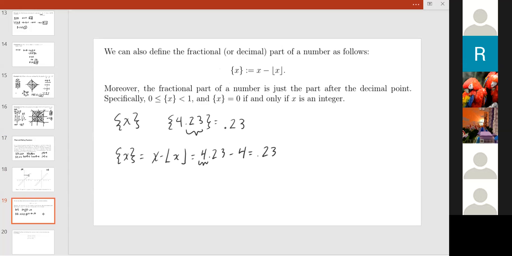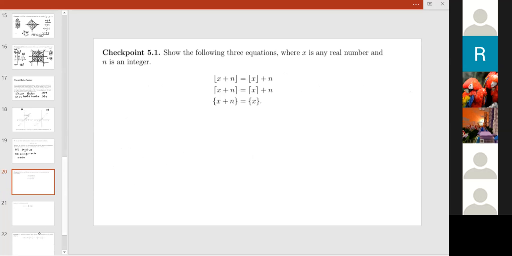The fractional part of a number is always going to be greater than or equal to 0 and strictly less than 1. And the fractional part is 0 if and only if x is an integer. So we have this checkpoint. You can try to prove these yourself.